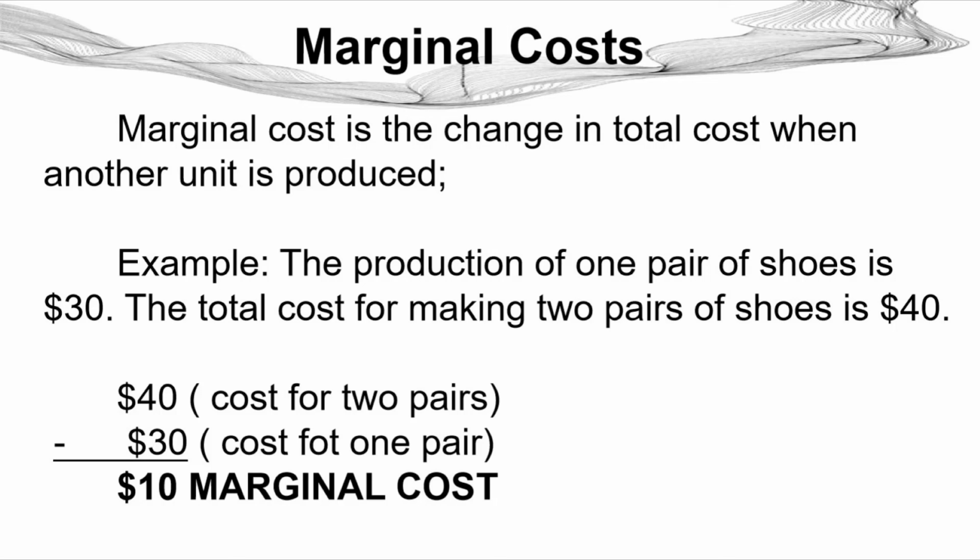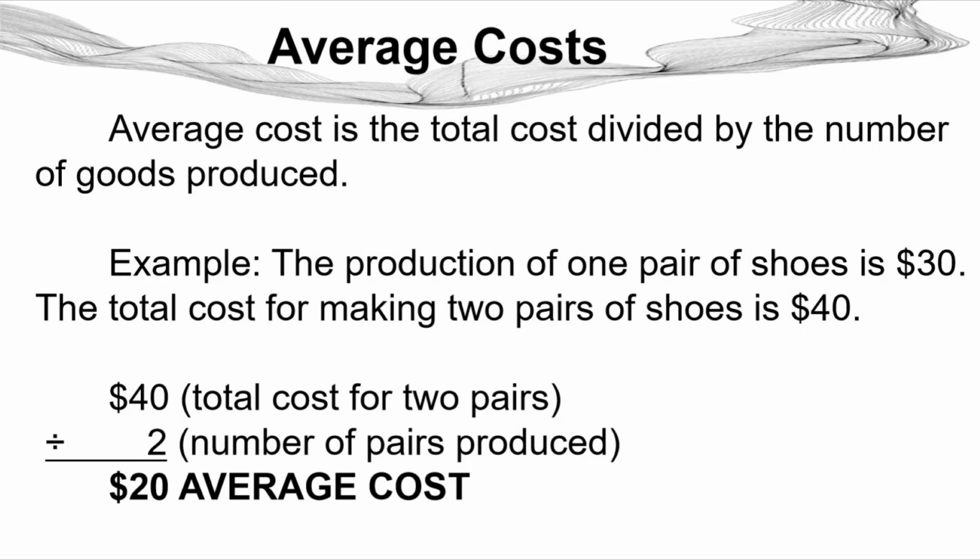After knowing the marginal cost, let us now proceed to average cost. This will be our last topic for today. Average cost is the total cost divided by the number of goods produced. Example, the production of one pair of shoes is $30. The total cost for making two pairs of shoes is $40. So the computation will be $40, which is the total cost for two pairs, divided by 2, which is the number of pairs produced. Our average cost will be $20.